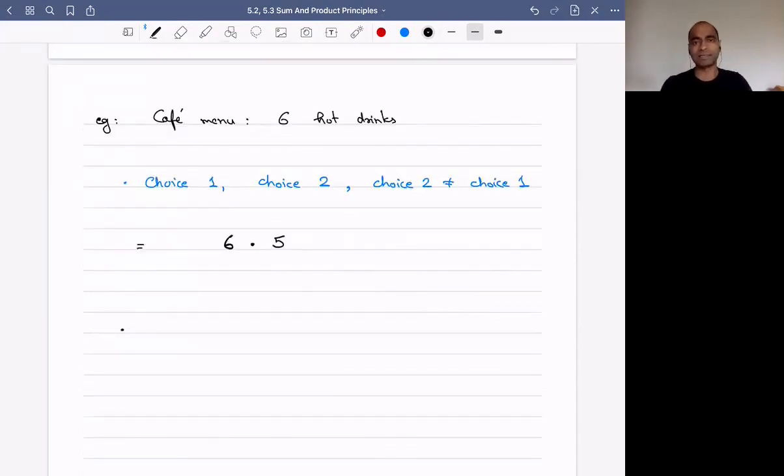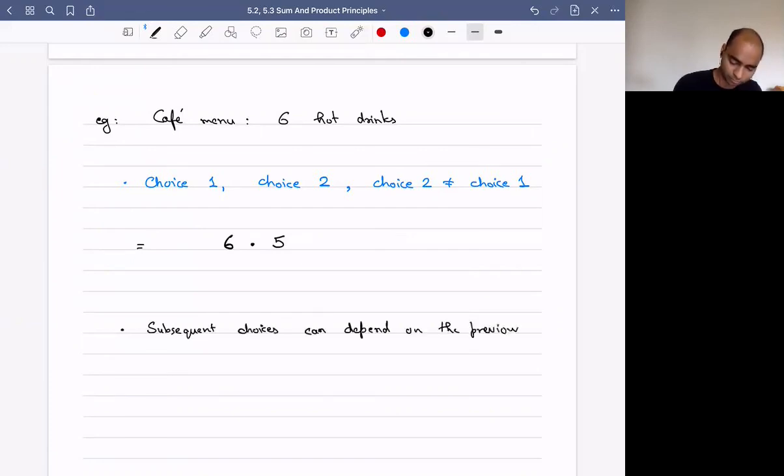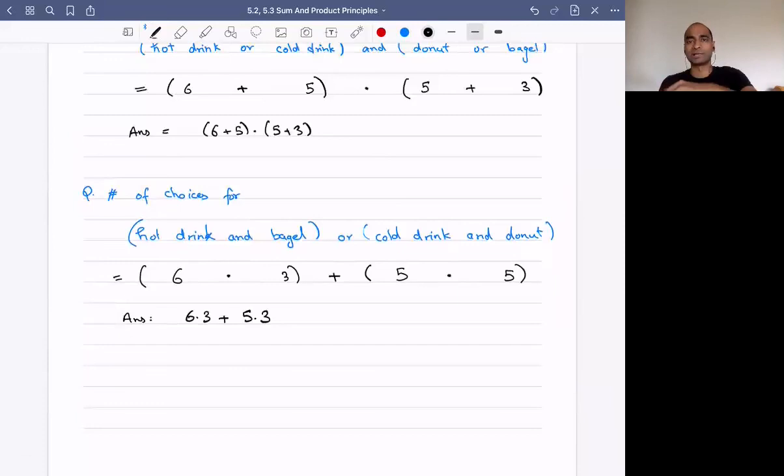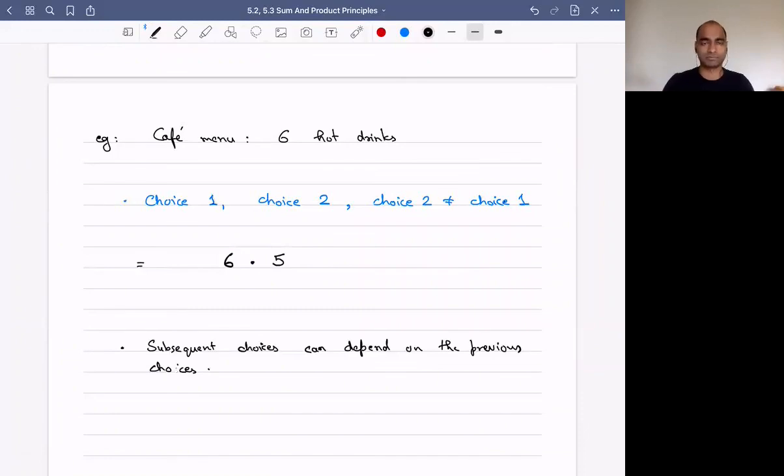So in general, what can happen is that the subsequent choices might depend on the previous choices. And so in this case, you just have to adjust the numbers accordingly. Even the previous example that we talked about, where I was picking either a hot drink and a bagel or a cold drink and a donut, falls in the same category. So for example, I can choose the drink first, and then depending on whether I choose the hot drink or the cold drink, I'm choosing the food next. And so this is also an example where the subsequent choice depends on the previous choice. So that's the generalized product principle if you want.